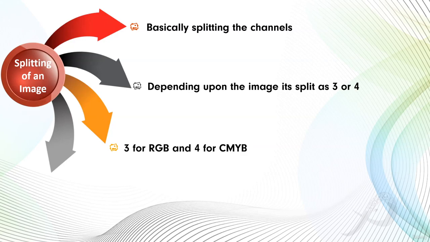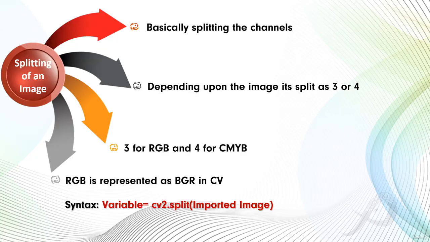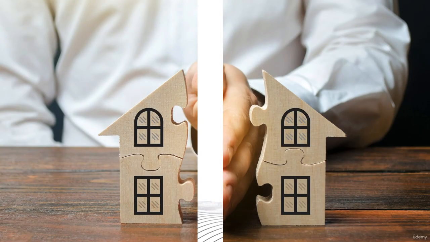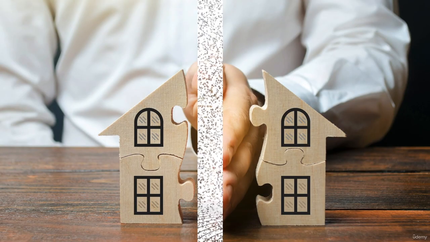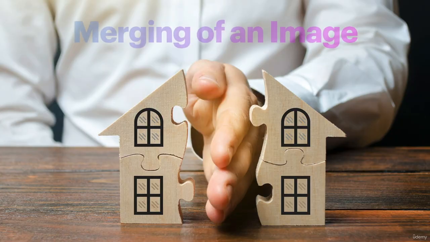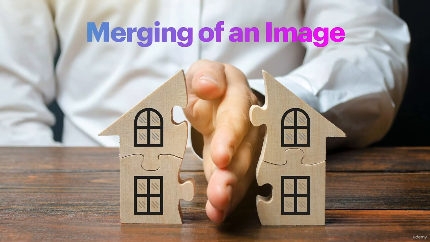A very important information that we must keep in mind is that in OpenCV, RGB is represented as BGR when importing an image. The split syntax is what we are going to be using here, and this can be found in the CV2 library. Now on to the final operation, which is merging of an image.